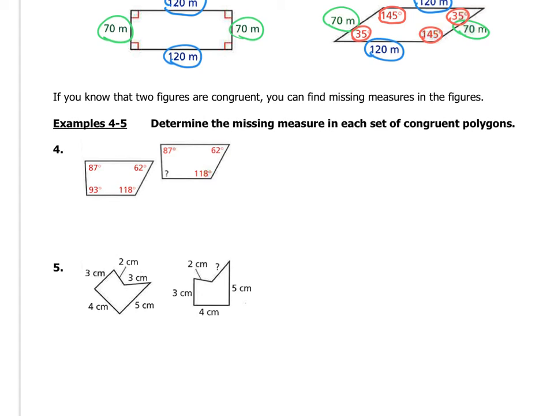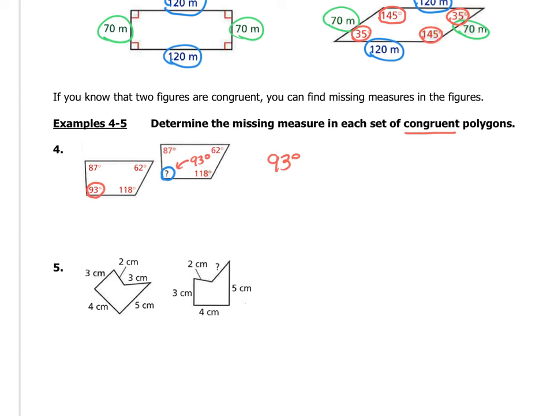We're going to determine the missing measure in each set of congruent polygons. So in example 4, we have two trapezoids, and we're asked to find the missing angle measure here. To find this missing angle measure, I just have to look at its corresponding angle in the trapezoid to the left. In the trapezoid to the left, the corresponding angle is 93 degrees, and so that means that this angle must also be 93 degrees, since we're told in the directions that these are congruent figures.